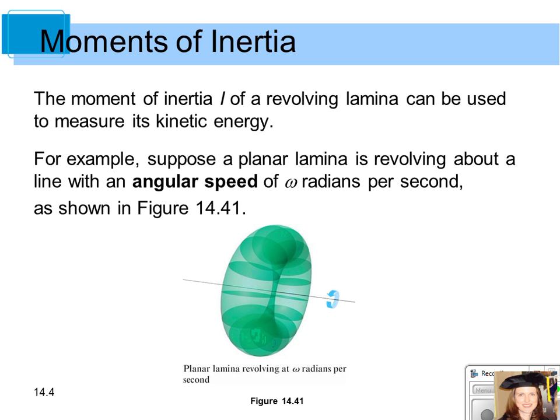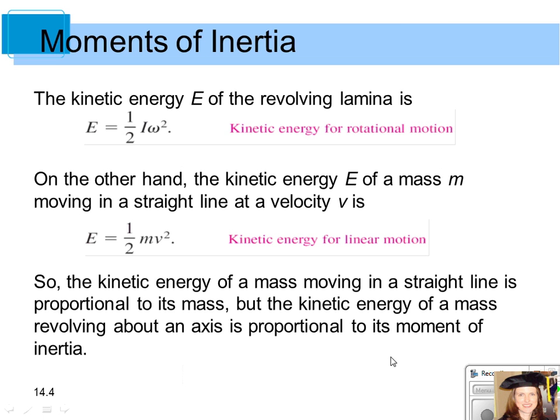The moment of inertia I of a revolving lamina can be used to measure its kinetic energy. For example, suppose a planar lamina is revolving about a line with an angular speed of omega radians per second, as shown in this figure. Then the kinetic energy E of the revolving lamina is found by this equation. And the kinetic energy E of a mass moving in a straight line at a velocity v is given using this equation. So we have two equations, one for kinetic energy for rotational motion and one for linear motion.